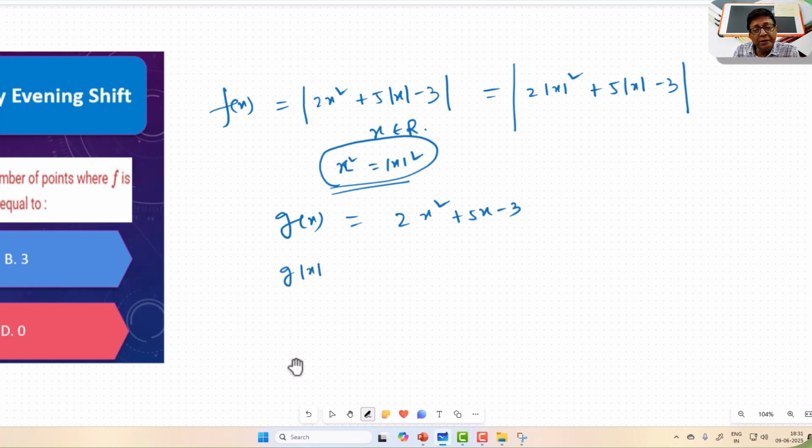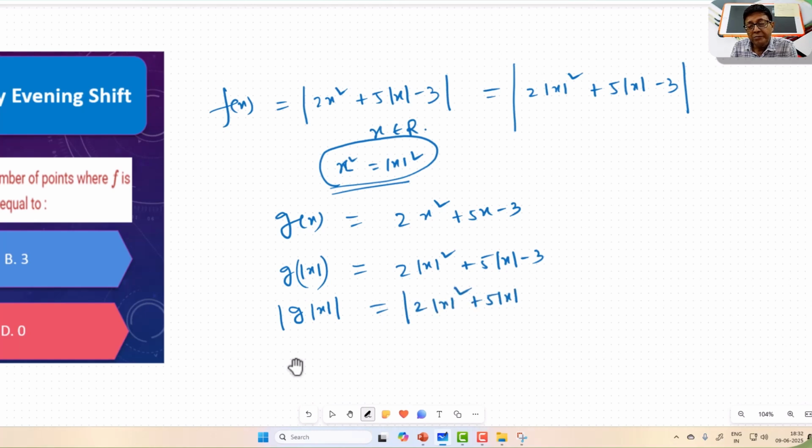Then g of mod x, in the previous session I have discussed, g of mod x is what? How to get the graph of g of mod x? Try to remember. This graph we can get. We will remove the portion of the graph on the left side of the y-axis, then take the mirror image, all these things. But graphing is not completed here. We have to draw mod of g of mod x also. Then we will get 2 mod x square plus 5 mod x minus 3. Isn't it?